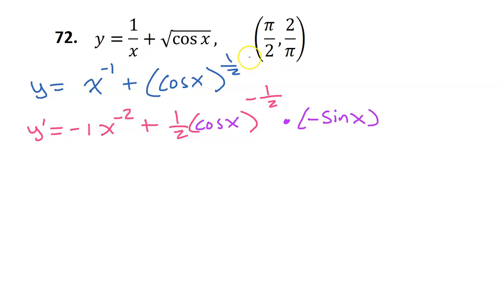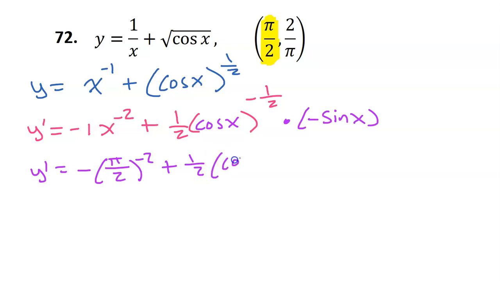So now we are supposed to evaluate this at the point pi over 2 comma 2 over pi. But really, it's only the x value that matters. So we're going to take that x value and plug it in. So I'm going to get y prime equals negative pi over 2 to the negative 2 power plus 1/2 times the cosine of pi over 2 to the negative 1/2 power times negative sine of pi over 2.